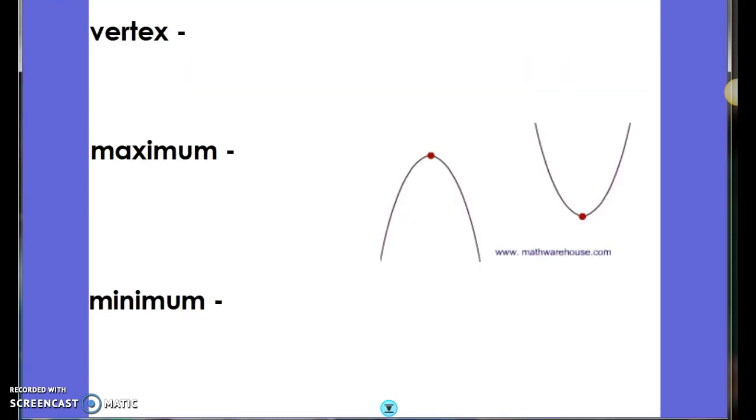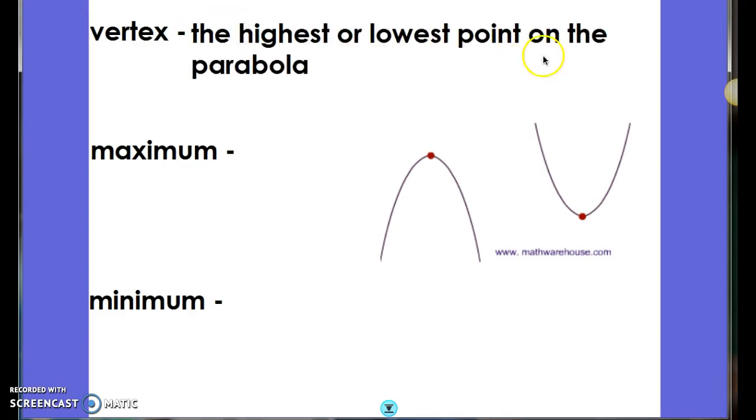On a parabola, we have several different parts that we can label. The first one is a vertex. The vertex is the highest or lowest point on the parabola. Your vertex either has a highest or a lowest point, depending on if the parabola opens up or if it opens down. So if your parabola opens down, you have a highest point. If your parabola opens up, you have a lowest point. These red dots here are considered your vertex.